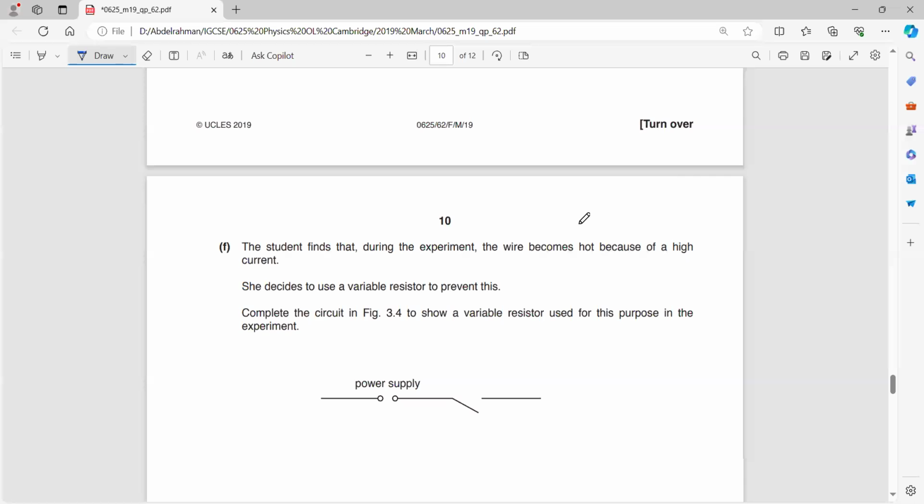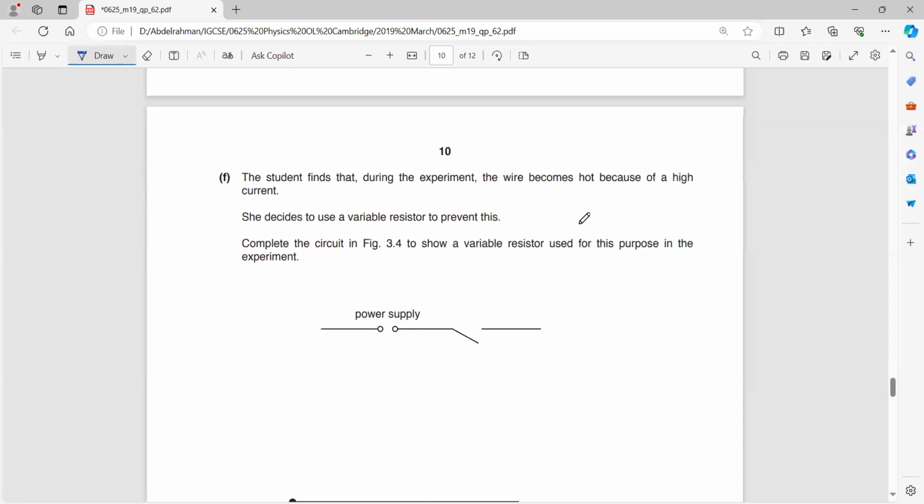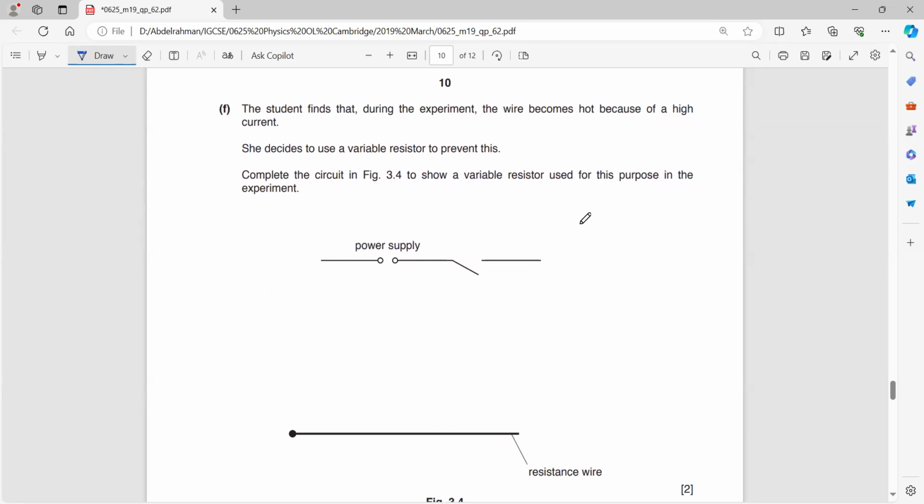Yeah, we're almost done. The student finds that during the experiment, the wire becomes hot because of high current. She decides to use a variable resistor to prevent this. Complete the circuit to show a variable resistor used for this purpose in the experiment.